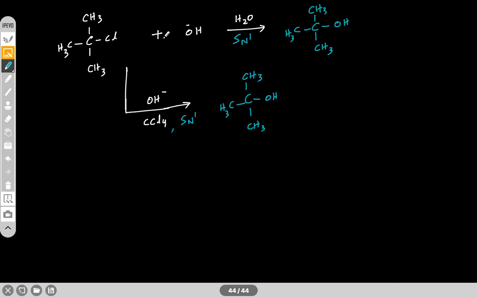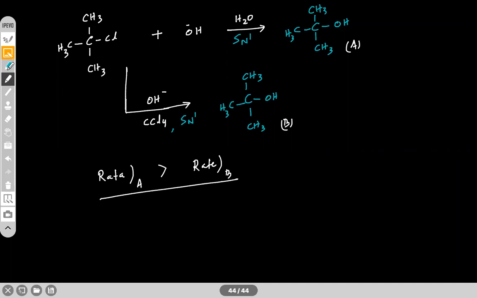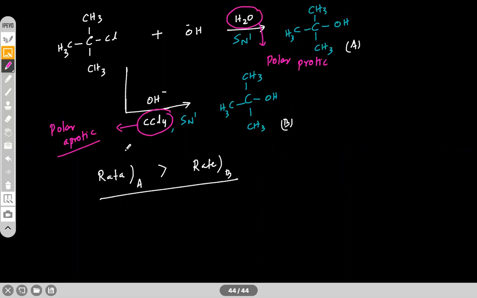Okay, but here the SN1 tendency, the rate, if you compare the rate of formation of A and rate of formation of B, A will have more rate because the solvent is polar protic here. And polar protic solvent favors SN1 reaction. This is polar protic, and this is polar aprotic. So difference of solvent we have, then we write down the order with respect to solvent. Polar protic, more rate towards SN1 reaction. Hence, A has more rate over here.